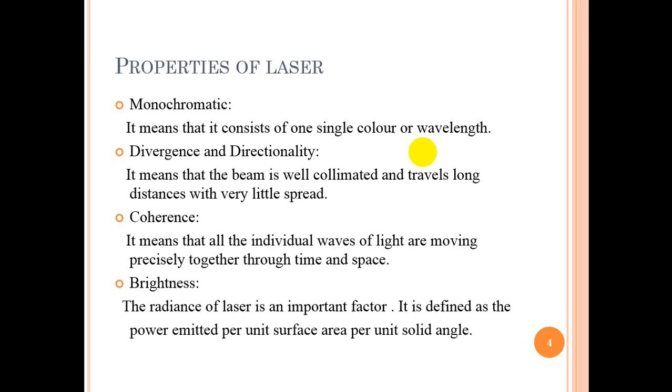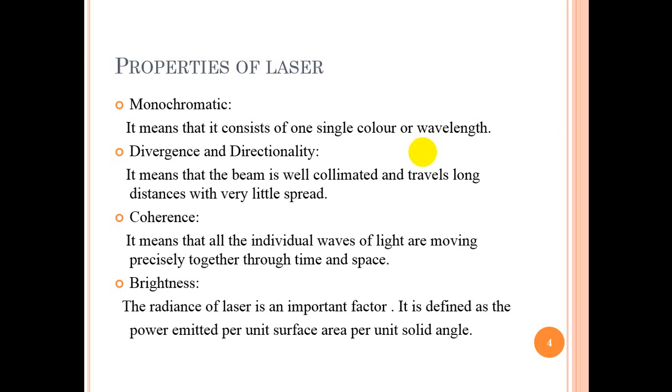The third property of laser is coherence, which means that all the individual waves of light are moving precisely together through time and space. For any electromagnetic wave, there are two kinds of coherence, namely spatial coherence and temporal coherence. Correlation between the waves at one place at different times is called temporal coherence, and correlation between different places but not along the path is called spatial coherence.